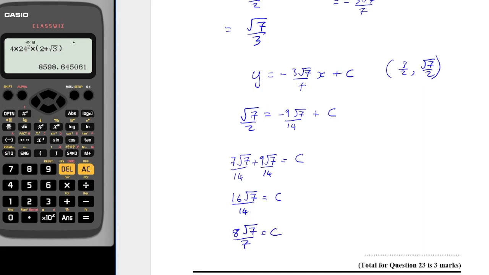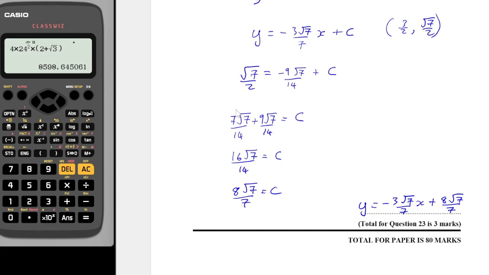So my equation for my line would be y is equal to minus 3 root 7 over 7 x plus 8 root 7 over 7. And I could times through by 7, but I think I'm going to leave it like that. It's not a very tidy equation by any means. I could even put the decimal value in, that might make it look slightly better, but no, I'll leave it like that.